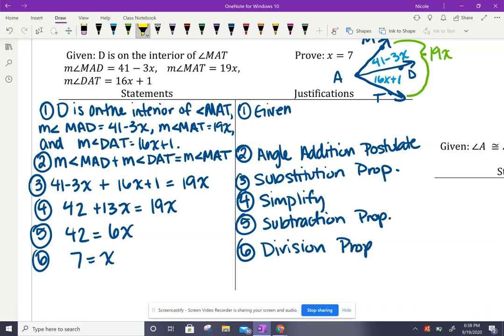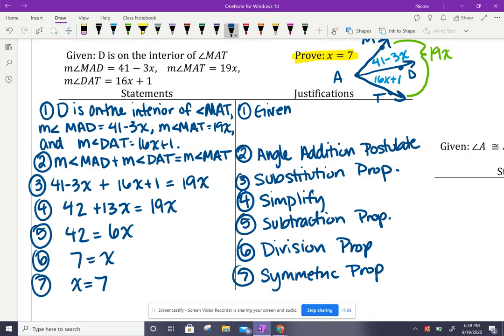And then looking back at my given proof statement, it tells me that the x is going to be on the left, so I needed one more statement that says x equals 7. And again, the way we switch sides is symmetric property. So that is using the angle addition postulate to introduce the information about angles into our proof and then turn it more like an algebraic proof at the end.